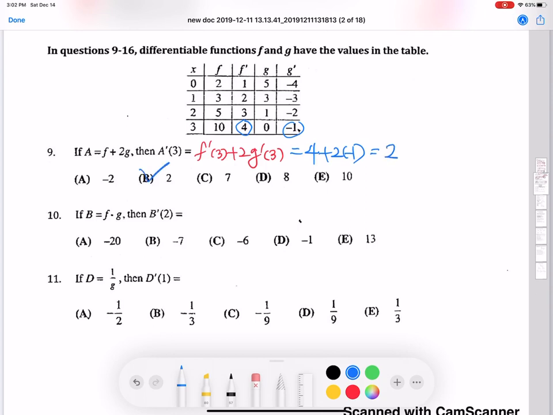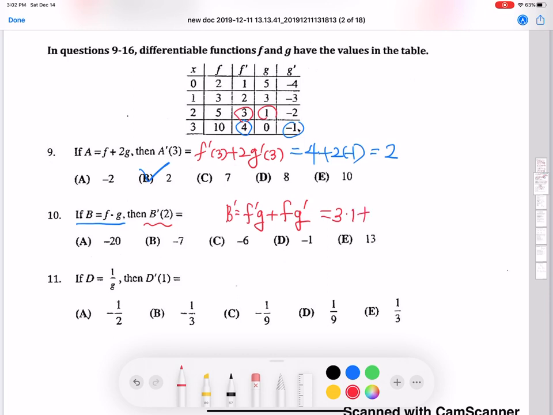Number 10, B equals f g. So B prime is what? B prime is f prime g plus f g prime. Yeah, product rule, right? So we're going to find B prime of 2. What is f prime of 2? F prime of 2 is 3 times, what is g of 2? g of 2 is 1.